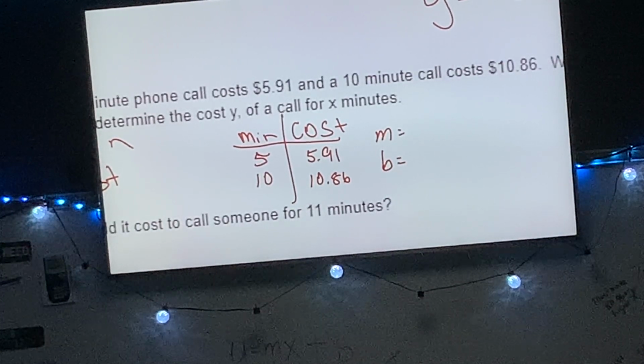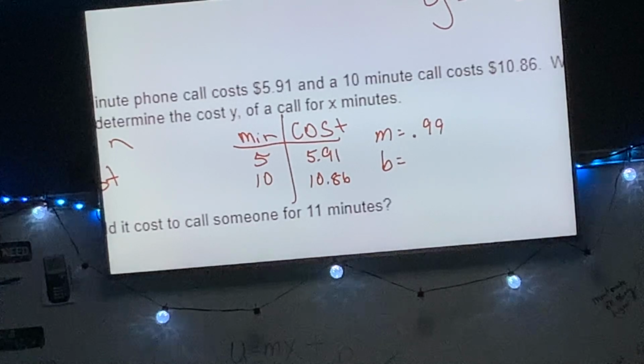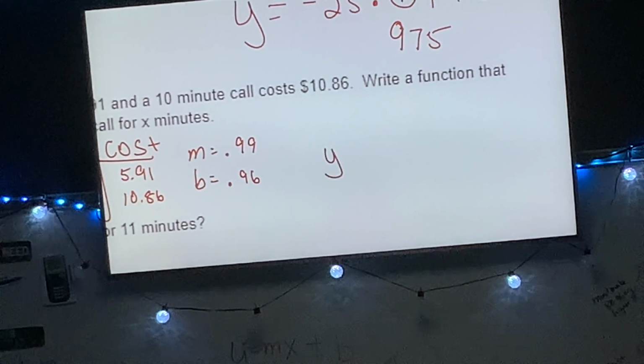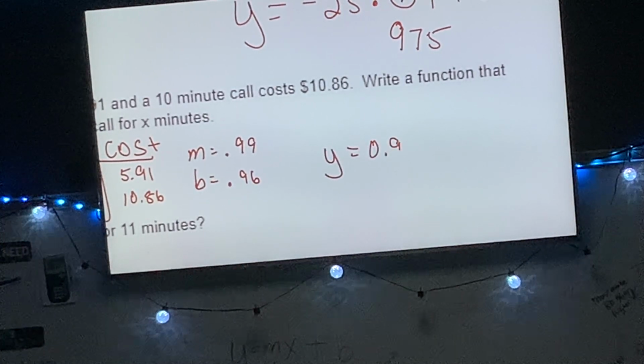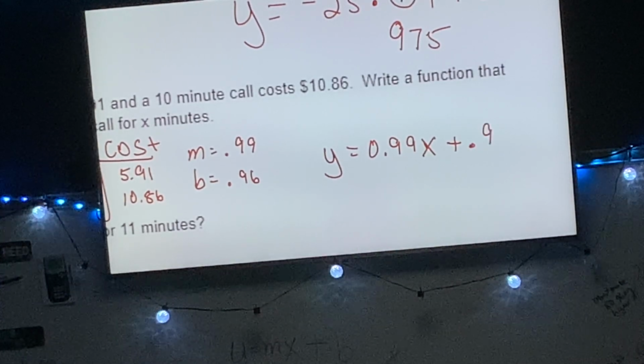What's your slope? 99 cents. And your y-intercept? 96. So y equals 99x plus 96.